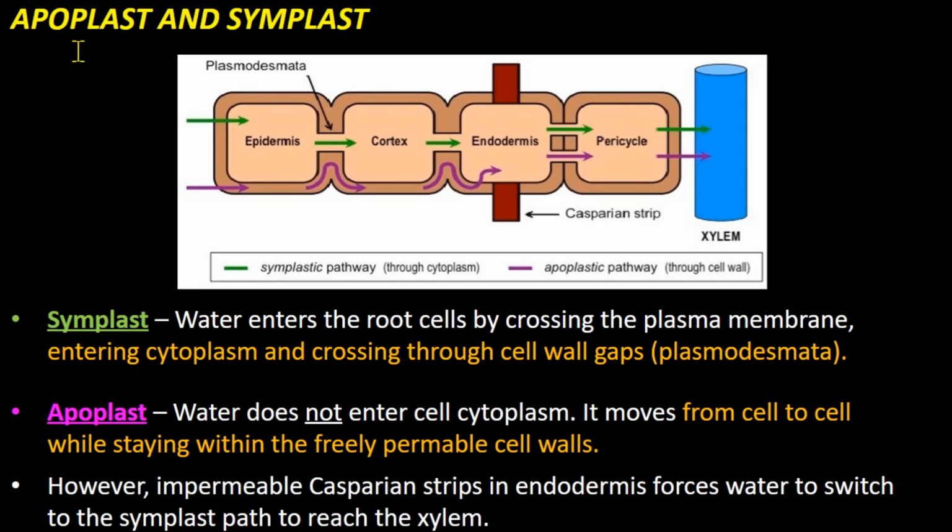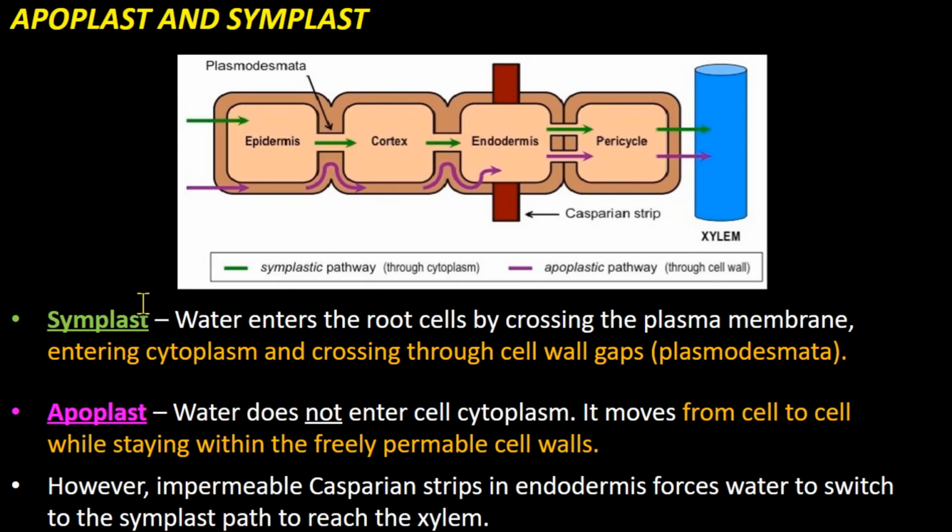There are two significant pathways in which water travels through the plant cells. This is called the apoplast pathway and the symplast pathway. Let's start with the symplast. So the symplast pathway occurs when water enters the root cells by crossing the plasma membrane. We're looking at the green arrows. And this would enter the cytoplasm and cross through gaps in the cell wall. These gaps are called plasmodesmata.